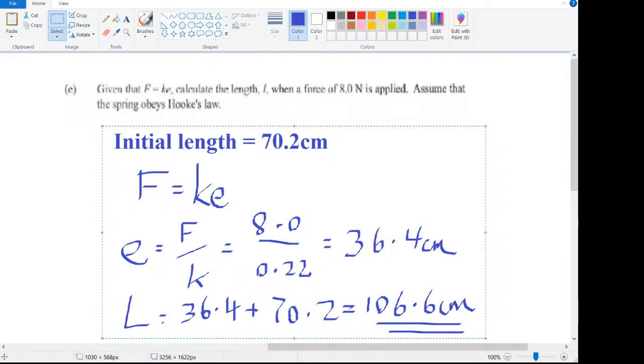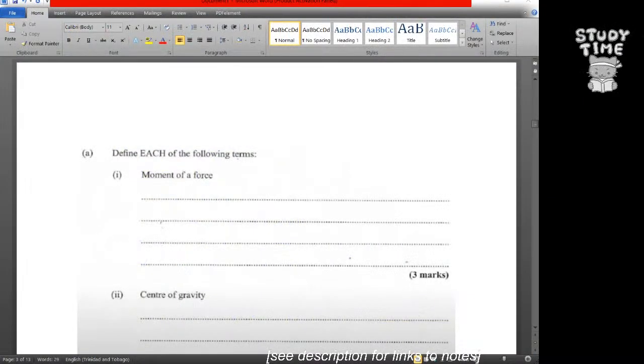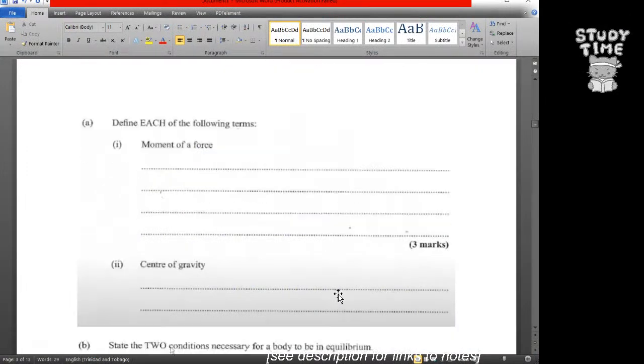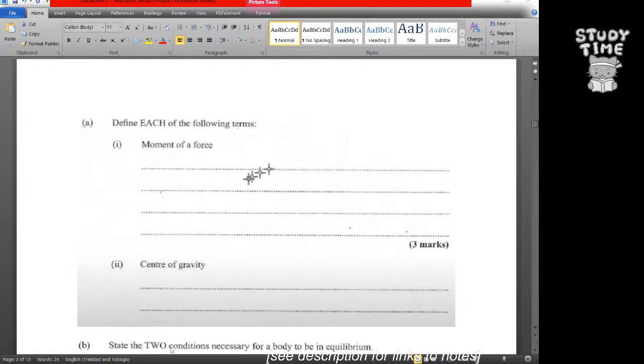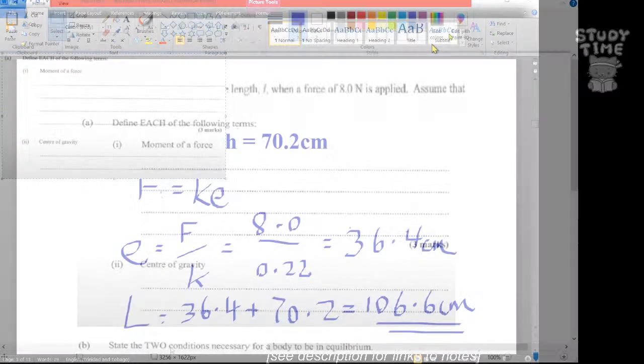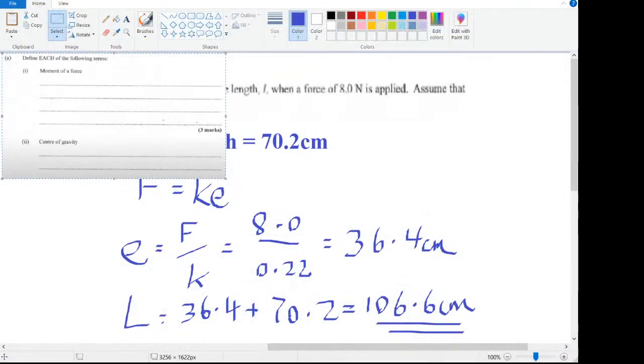Alright, so the next part here is just to define some things. Define each of the following terms. So we have moment of a force and center of gravity. This isn't too bad. Pretty basic, but I think it's 3 marks each.